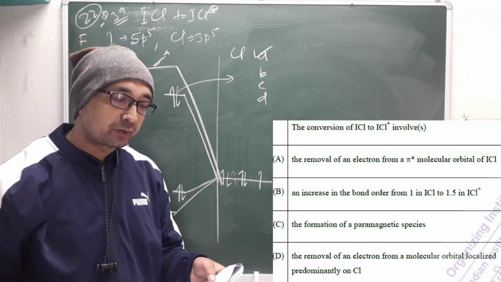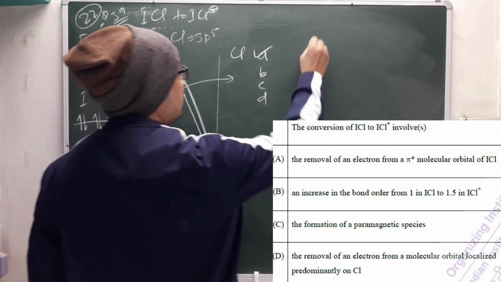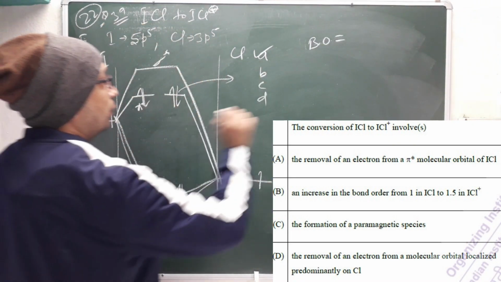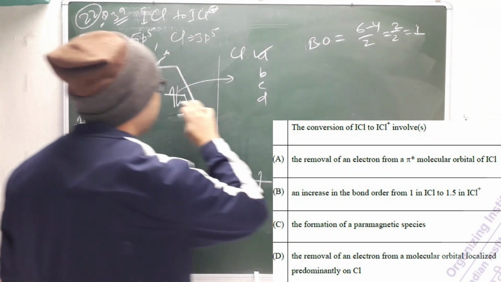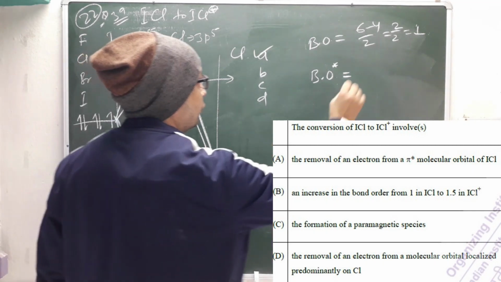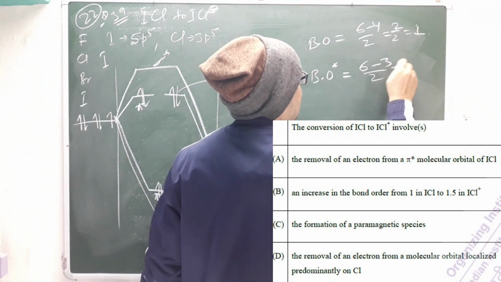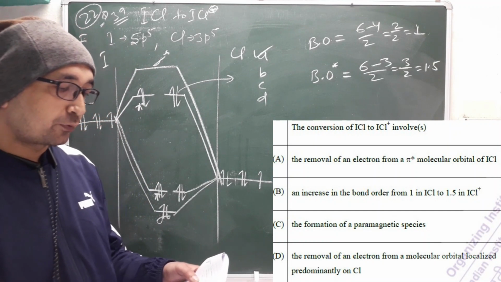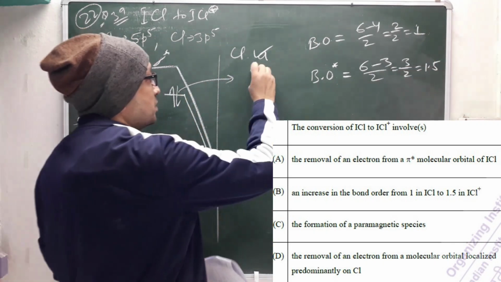Next option: an increase in the bond order from 1 in ICl to 1.5 in ICl plus. That we have to calculate. Bond order for ICl will be (6 minus 4) divided by 2, which is 2 by 2, so 1. After removing 1 electron, what will be the bond order? I'll star mark here. Bond order equals (6 minus 1 electron going from here, then remaining is 3) 3 by 2, which is 1.5, right? So an increase from 1 in ICl to 1.5 in ICl plus is correct. Option B is also correct.